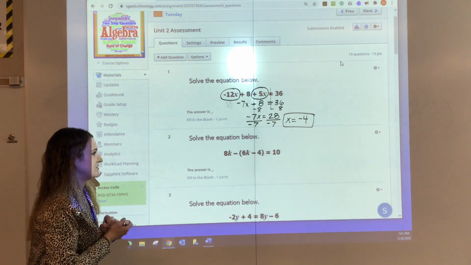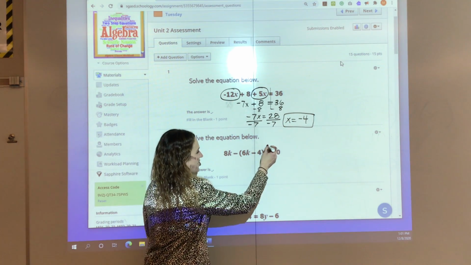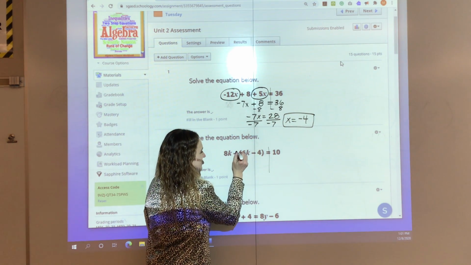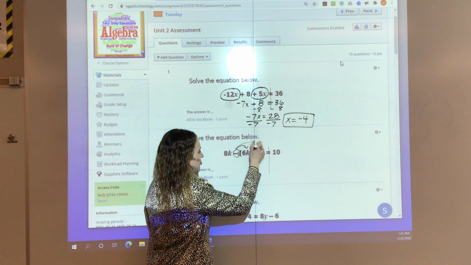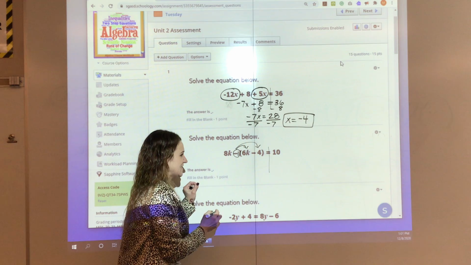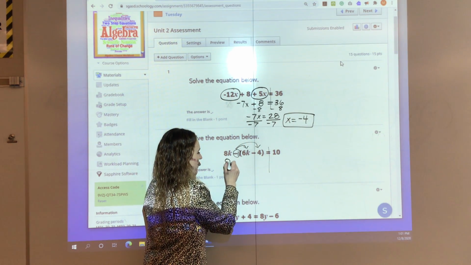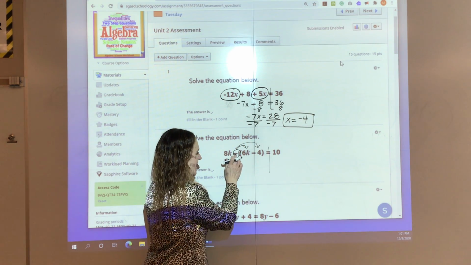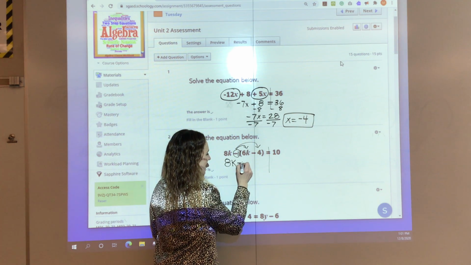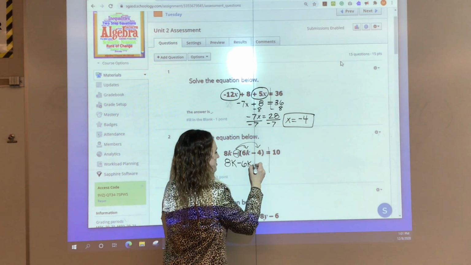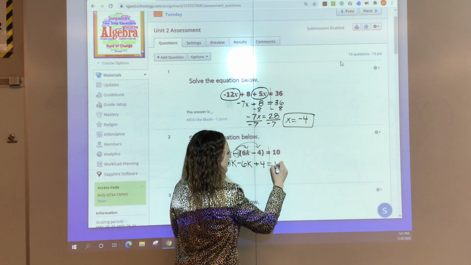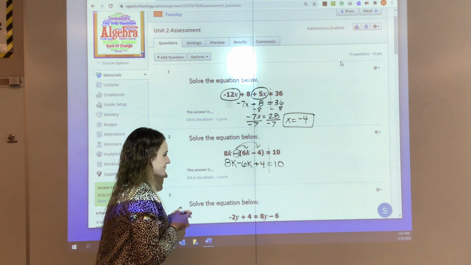Looking at number 2, same thing, I have two sides to my equation, but this negative is actually a negative 1, so I'm going to distribute negative 1 to both of the terms inside those parentheses. Let me drop down my positive 8k, and then negative 1 times 6k gives me negative 6k. Negative 1 times negative 4 gives me a positive 4. I need to bring down my equal sign and my 10.